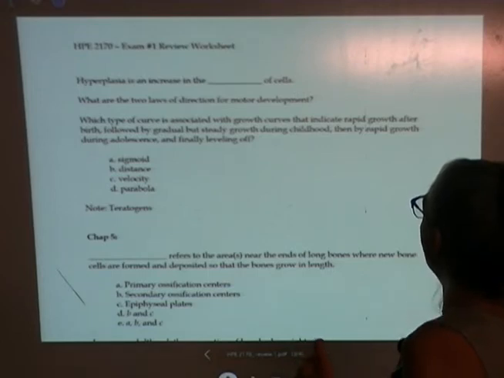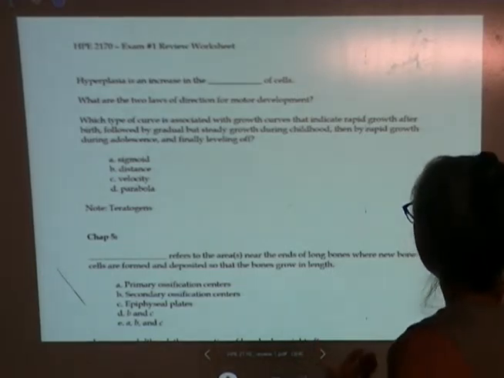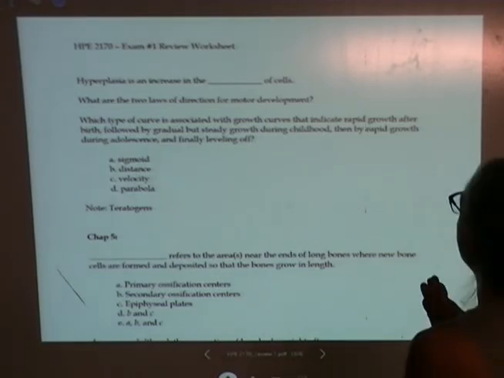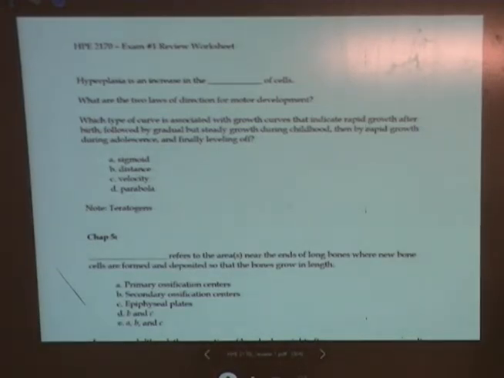So which type of curve is associated with growth curves that indicate rapid growth after birth, followed by a gradual but steady growth during childhood, and then by rapid growth during adolescence, and finally leveling off. So our S-curve is which type of curve? Is it a distance curve, a velocity curve, or a parabola?